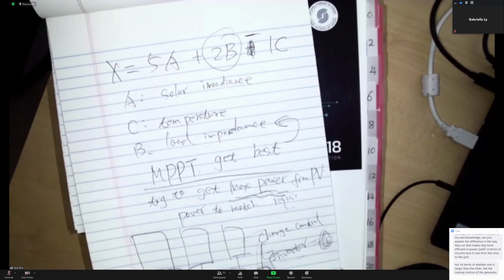In third year, I think you learned squirrel cage induction motor and wound rotor motor, right? You can just think of a single-fed induction motor as a squirrel cage induction motor, and the double-fed induction motor just as a wound rotor motor.